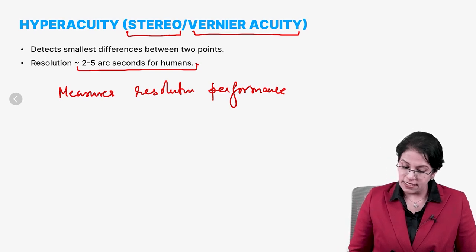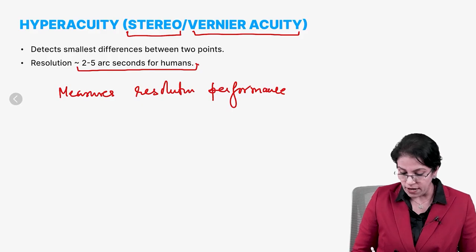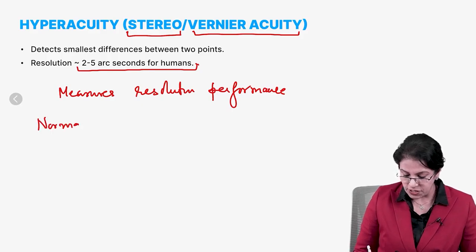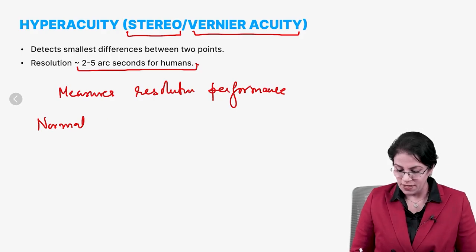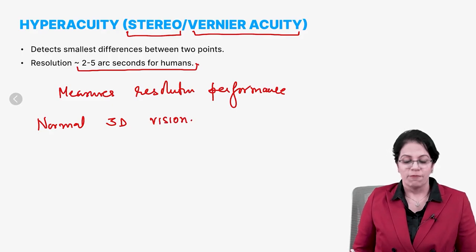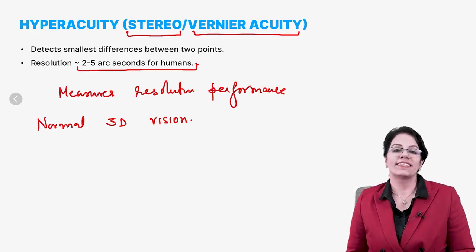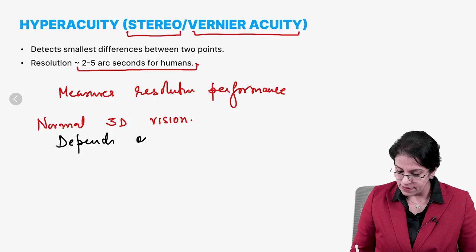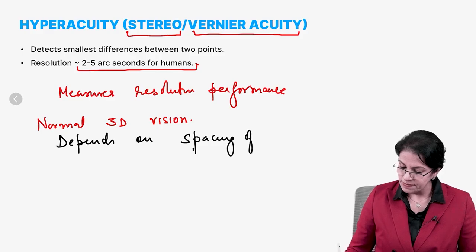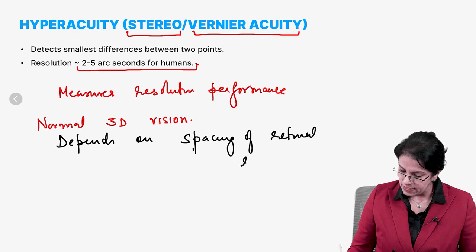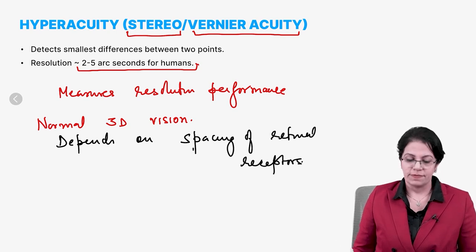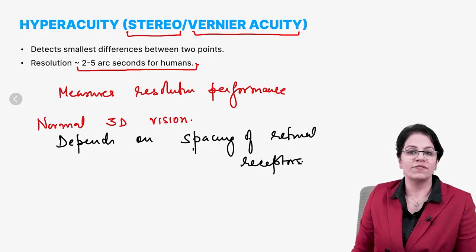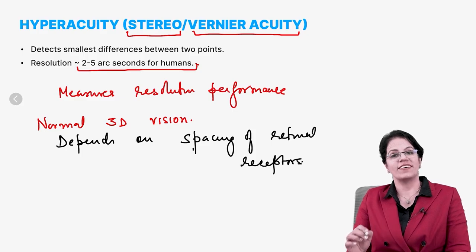Now, this you can get in people who have normal 3D vision. That means you should have your depth perception. So, normal 3D vision is a requirement for this hyperacuity. And of course, the hyperacuity depends on the spacing of the retinal receptors. Okay? So, these points are enough to know what is hyperacuity: 2 to 5 arc seconds.